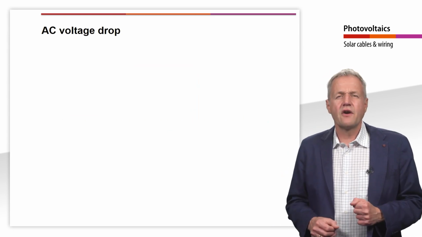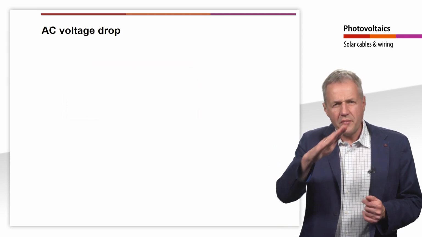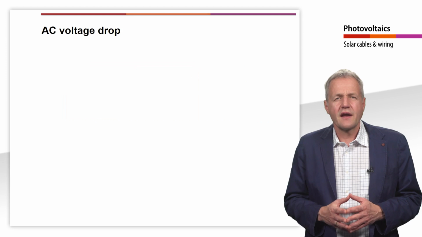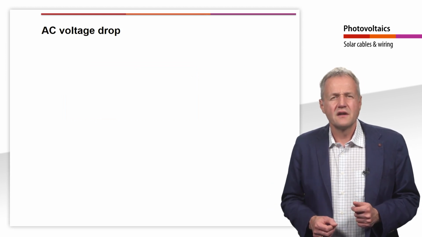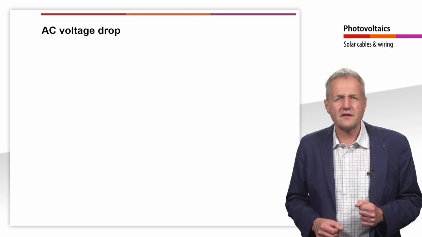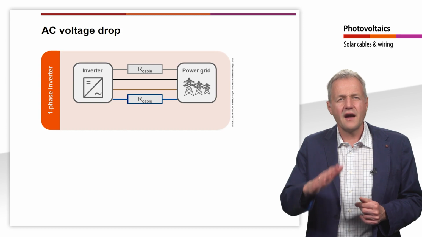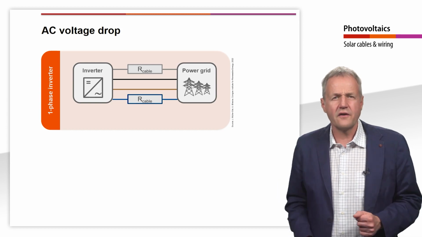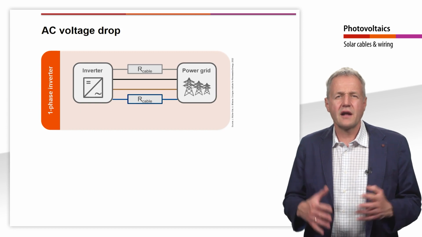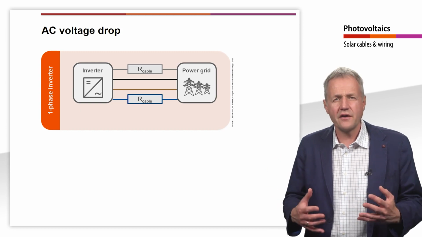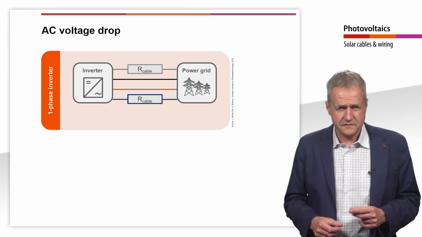When alternating current is transmitted over a power line, there is a voltage drop across the line that we can calculate, just as in the case of direct current. Let's look at the single-phase inverter first. Here the circuit runs over a phase line and the neutral line. This looks very similar to the DC side. Therefore, the voltage drop can be calculated by 2 times R times I, just like on the DC side.